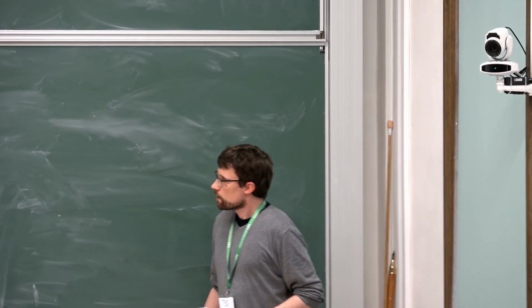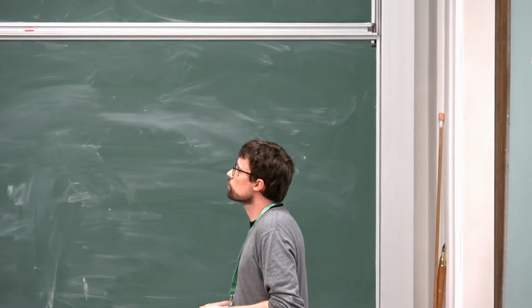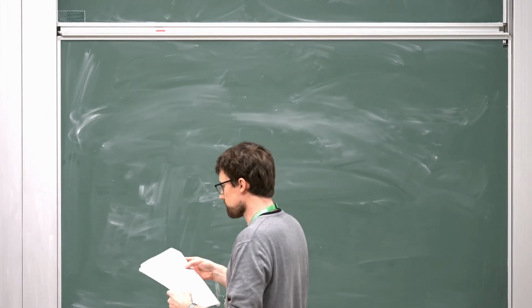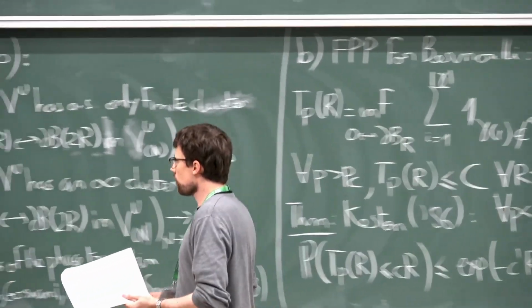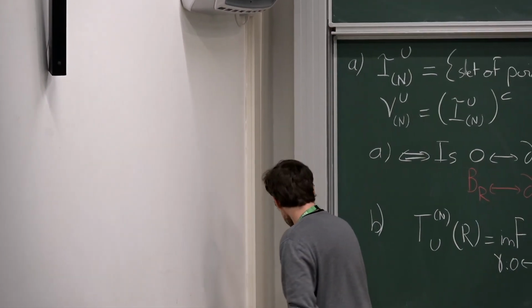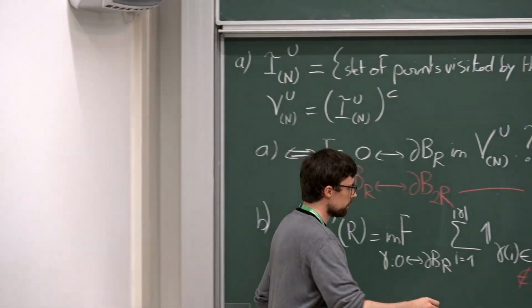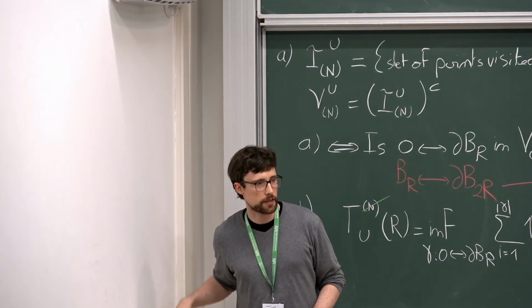Okay, so now let's come back to our question for the vacant set of random interlacements. In the same way that here I had T_p, I can also define the same distance for interlacements, where I just remove my p everywhere, and this is then my first passage percolation for interlacements.